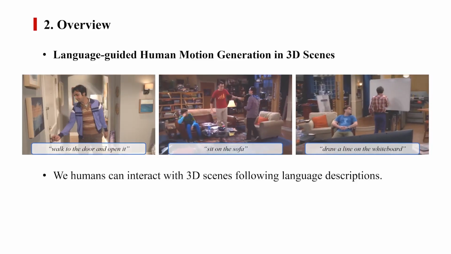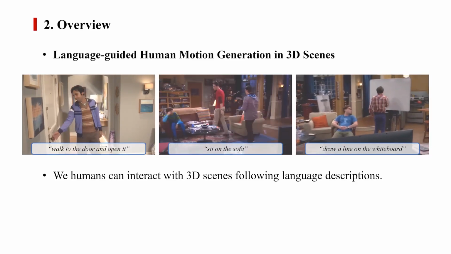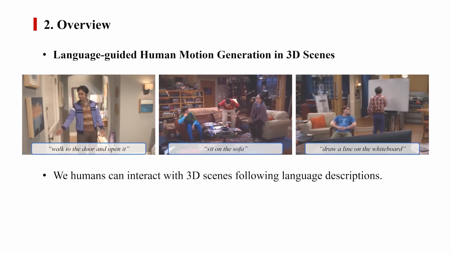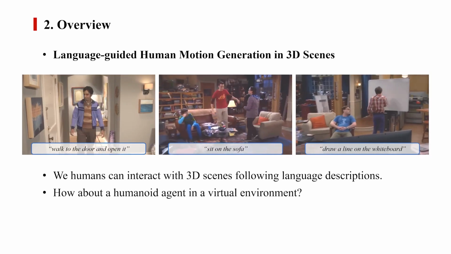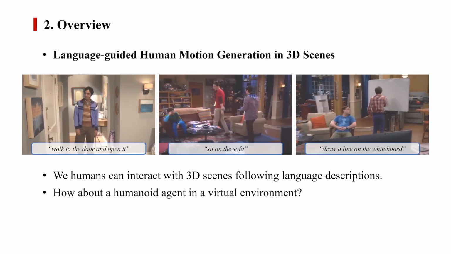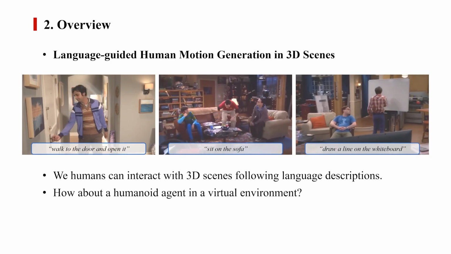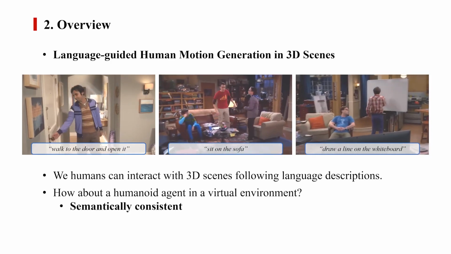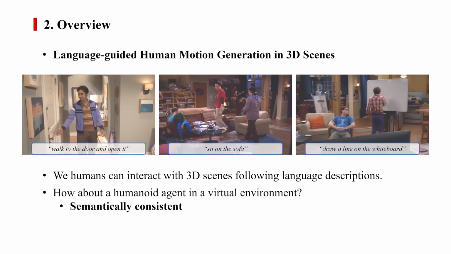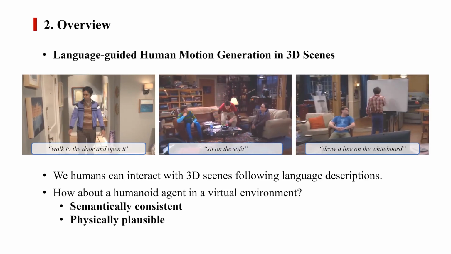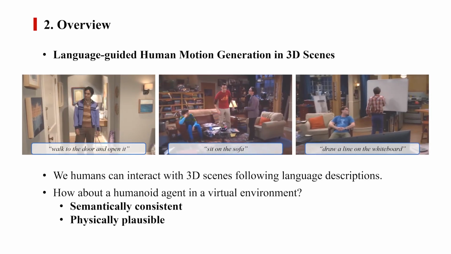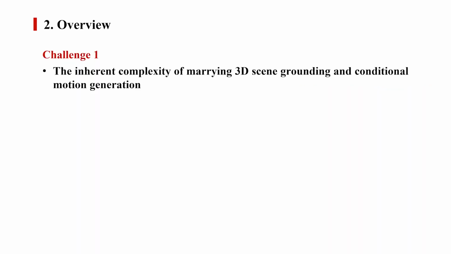In our daily lives, humans can interact with the surrounding environment by following language instructions. Now, transpose this scenario to a virtual realm with a humanoid agent. Our goal is to ensure the agent's movements are not only semantically consistent with the description, but also physically plausible within the scene. However, generating plausible human motions remains daunting due to two primary challenges.